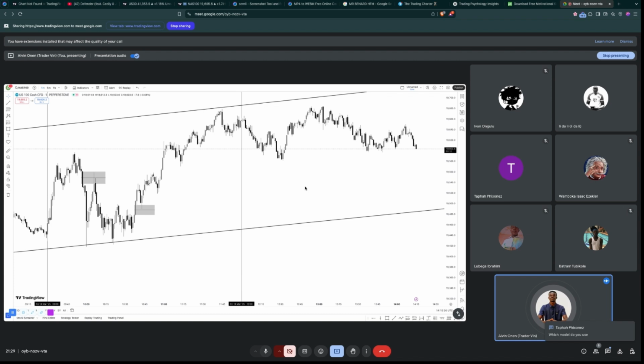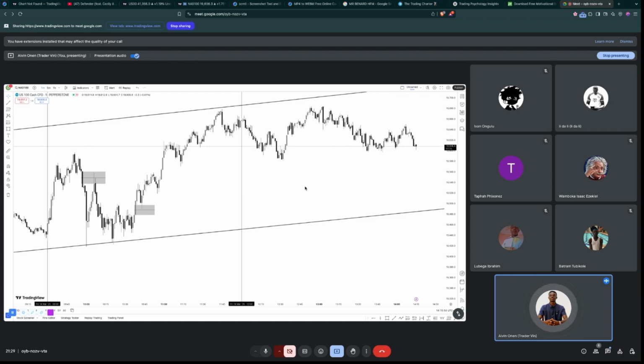Which model do you use? I use time and price. That's my strategy, but now I don't understand when you talk of model. Like, what you're trying to mean, the strategy? I use time and price, but I mix in price action and ICT concepts. You understand? On the price side, I use ICT concepts and price action.